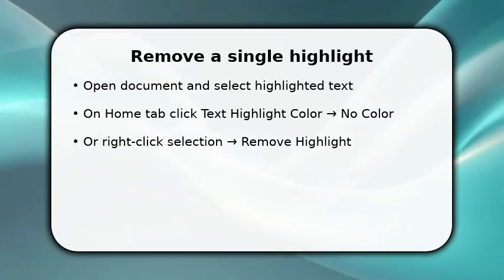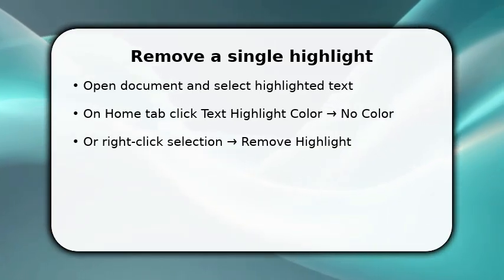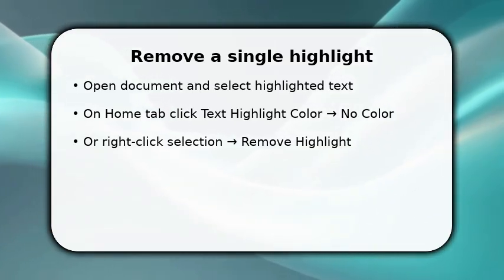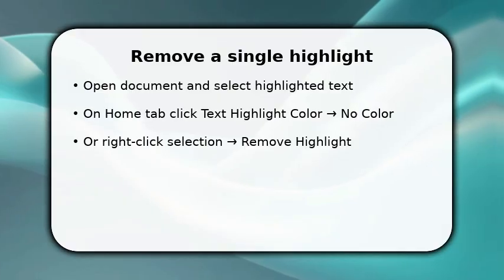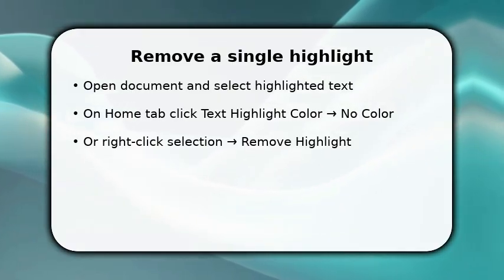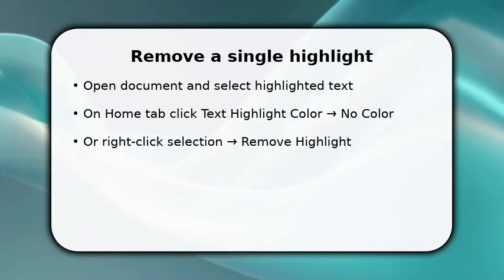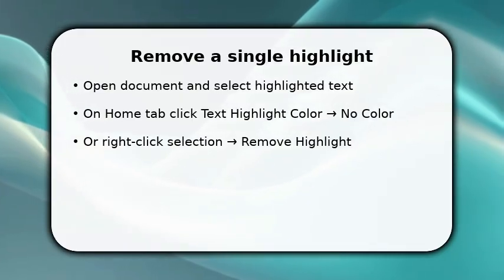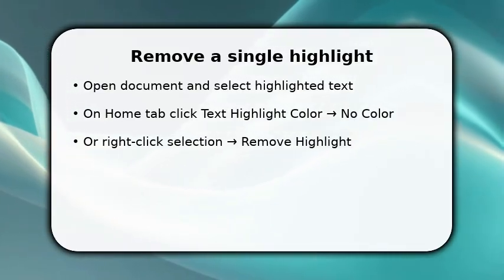You start by opening the document and locating the highlighted text you want to remove. Select the text, then on the Home tab click Text Highlight Color and choose No Color. This removes the highlight immediately. You can also right-click the selection, look for Remove Highlight, and apply it.